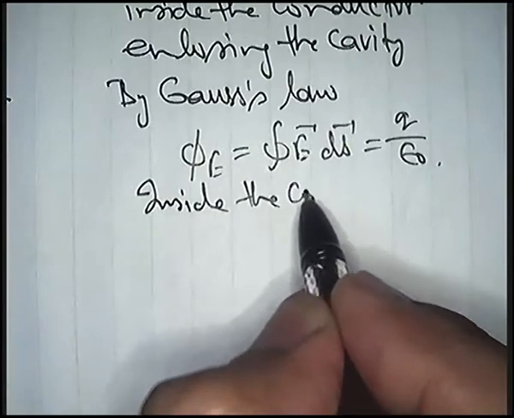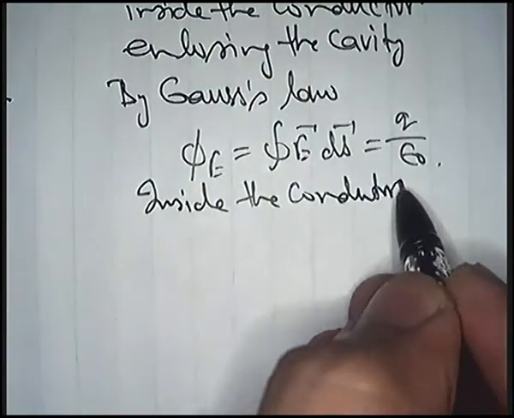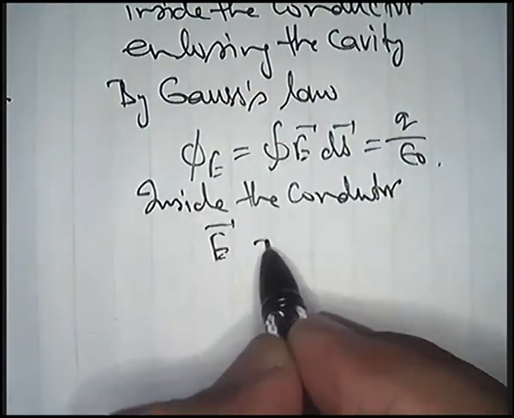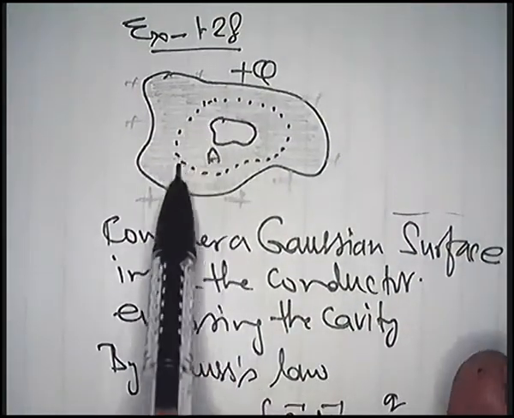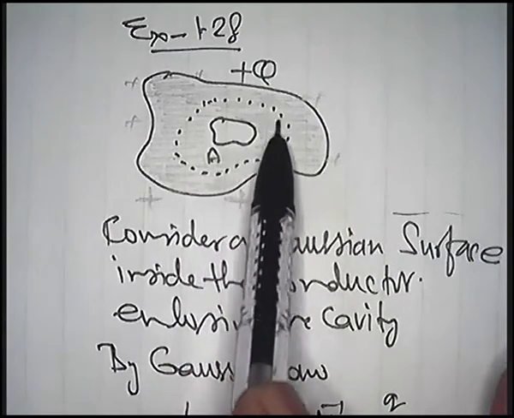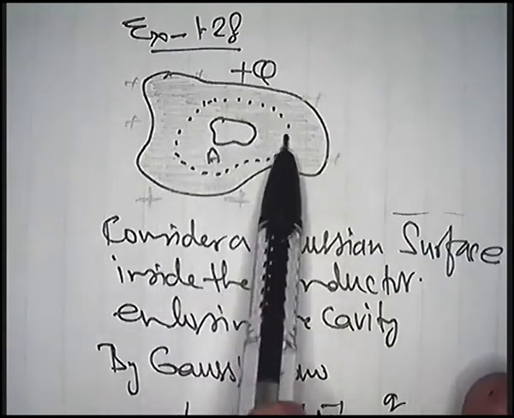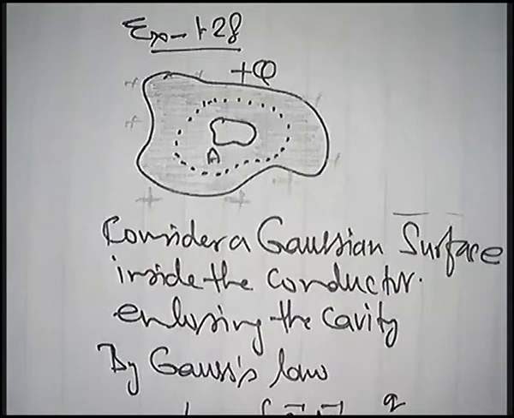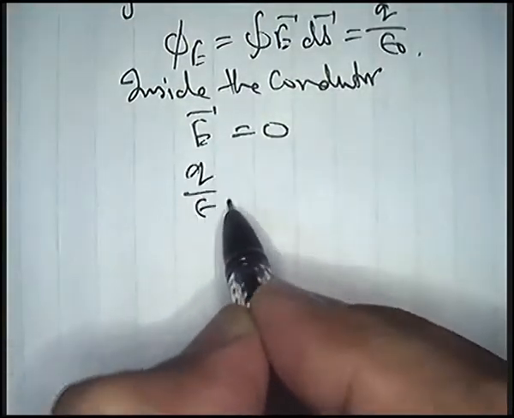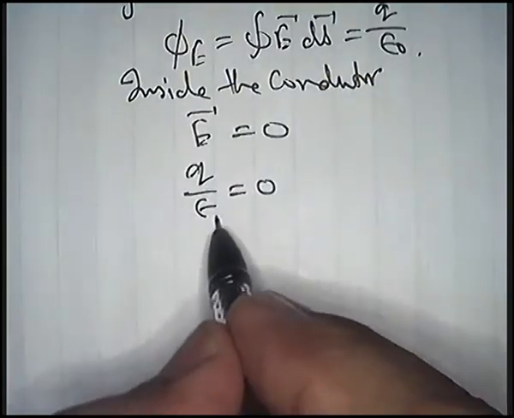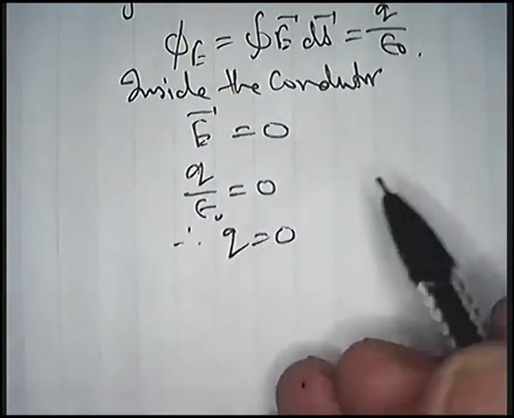Now inside the conductor electric field is 0. There is no electric field in this region where I have drawn this Gaussian surface. So q by epsilon naught equals 0, hence q equals 0.